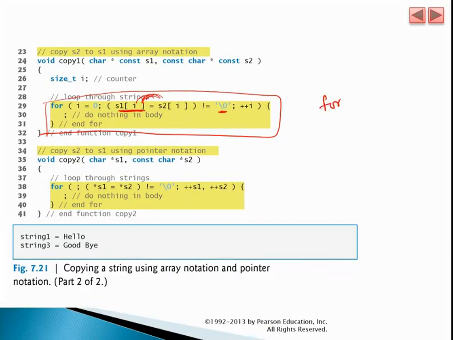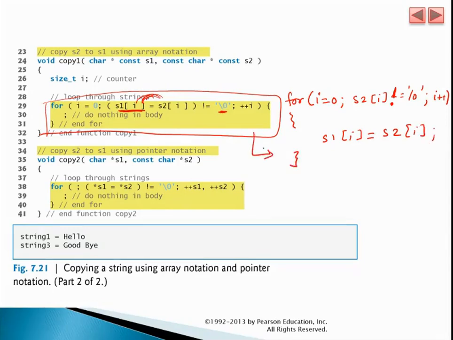This line is equivalent to i equal to 0. And this for loop is equivalent to this: for i equal to 0, s2 of i is not equal to null, i++, right? And inside the body, I am doing s1 of i is equal to s2 of i. Both of these are equivalent.